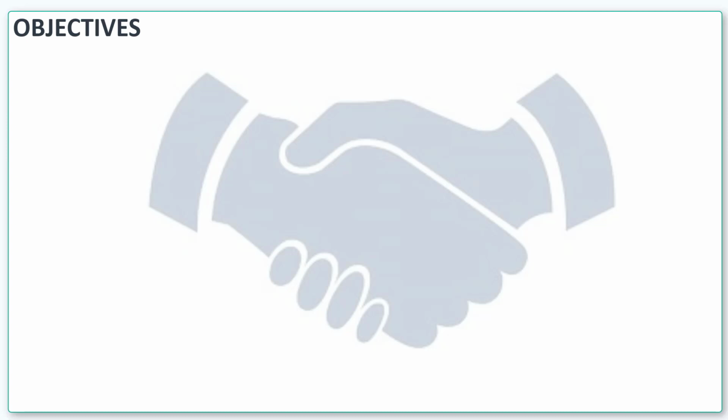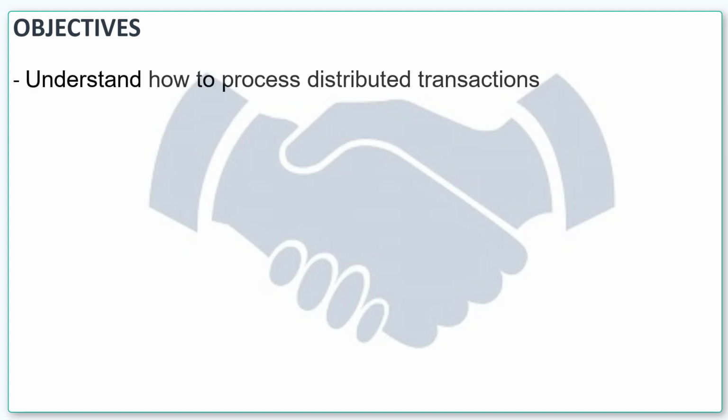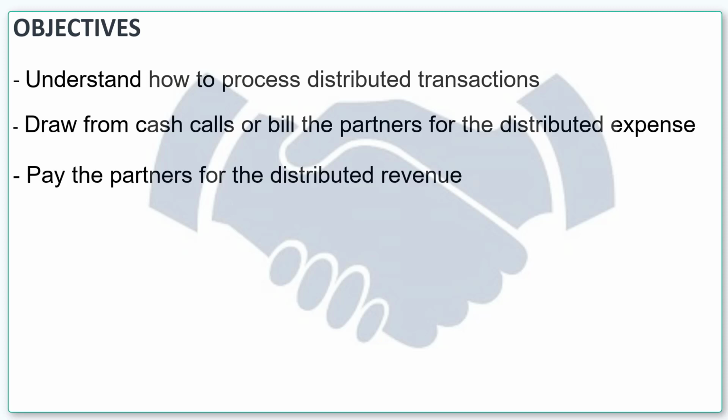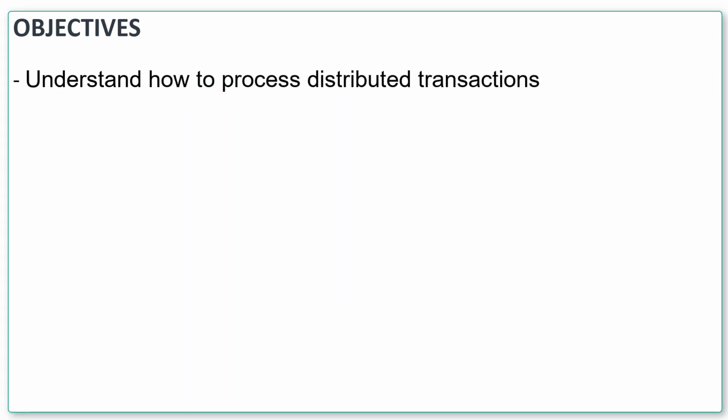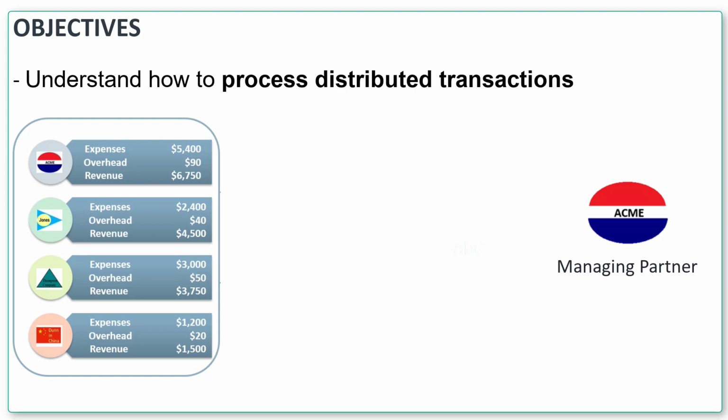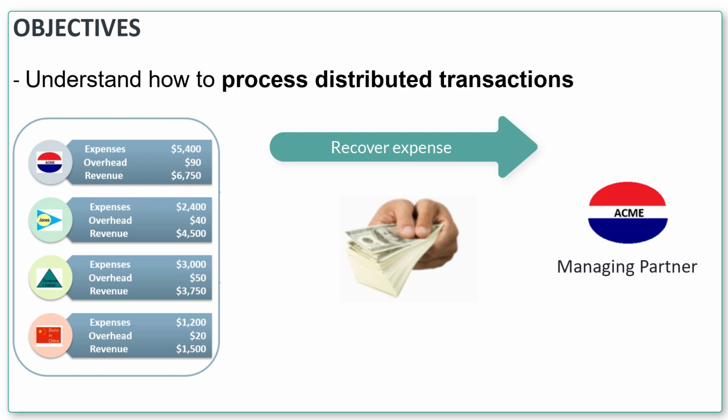The objectives of this tutorial are to understand how to process distributed transactions, draw from cash calls or bill the partners for the distributed expenses, pay the partners for the distributed revenue, and revise the distribution documents. After distributing the expenses and revenue in the JD Edwards EnterpriseOne system, the managing partner must process the distributed transactions to recover the expenses from the partners and to pay the partners' share of the revenue.